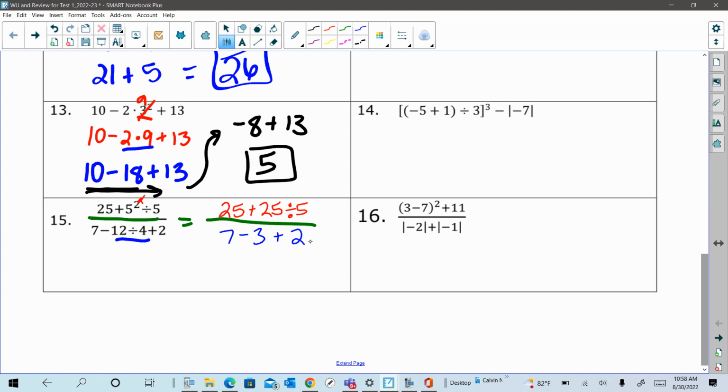Right. So now with this new expression on the top, we should be doing the division first. So my fraction now would have 25 plus 5 on top. And then on the bottom, we're just doing left to right. So this would be 4 plus 2, because 7 minus 3 is 4, then plus 2. So this gets simplified to 30 over 6, and the final answer is 5 again.